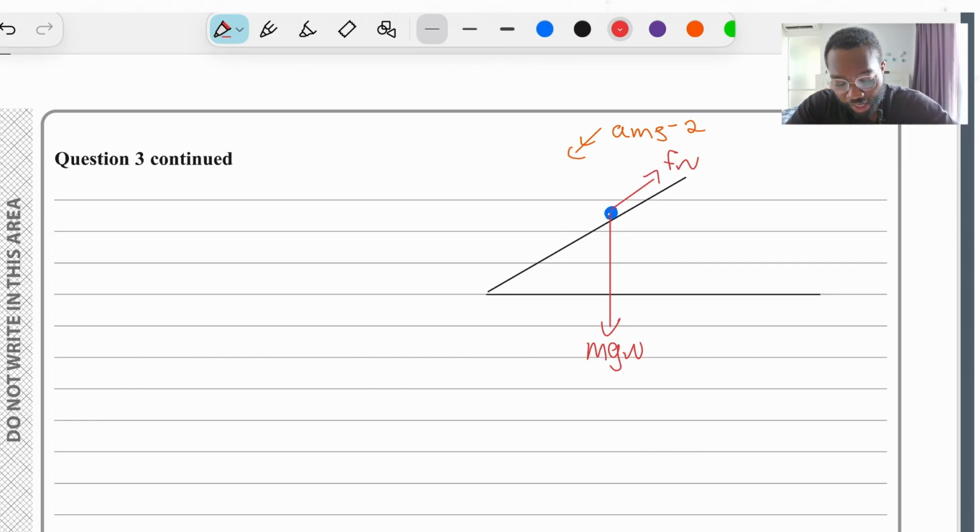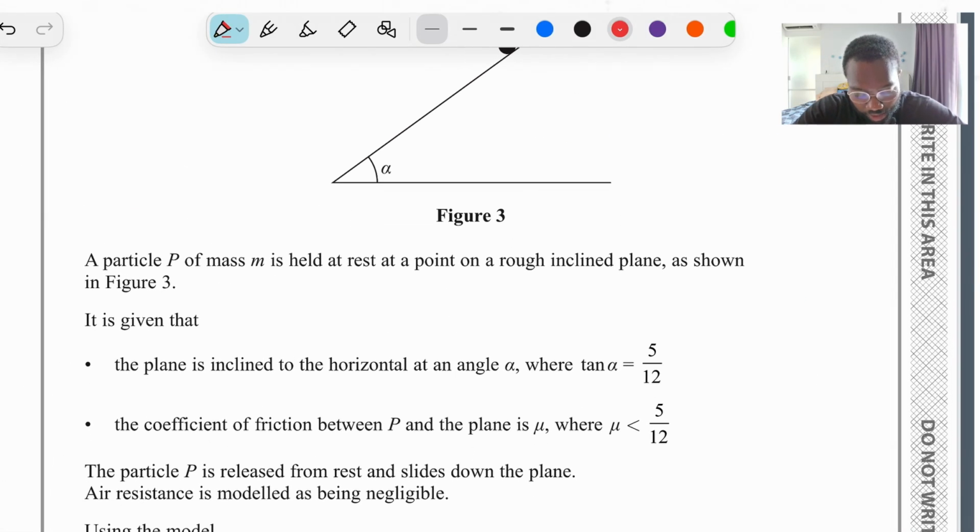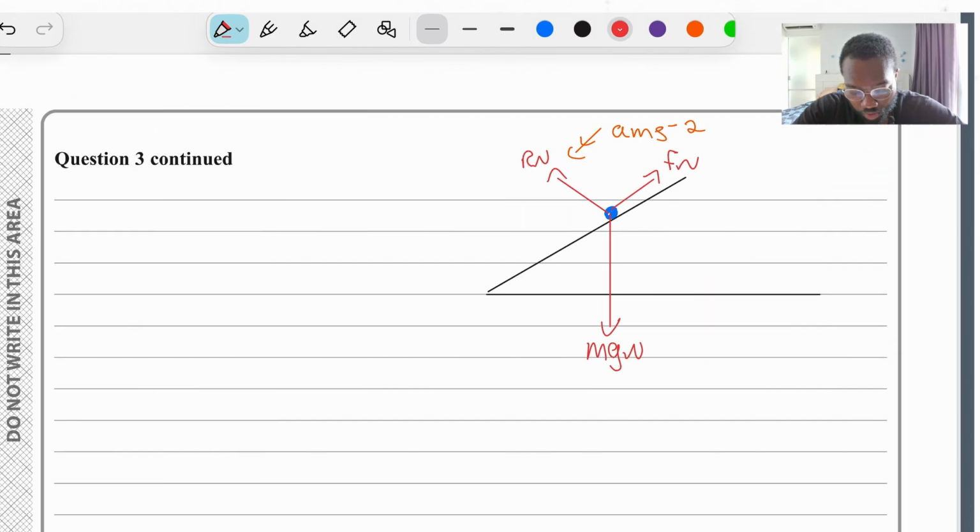We're also going to have a reaction to the plane, so perpendicular to the plane. So that will be in this direction here. So that would be the normal reaction. Any other information we've been given, we are told that it is at an angle alpha to the horizontal. So we know that this is alpha here. And we're told that tan alpha is equal to 5 over 12.